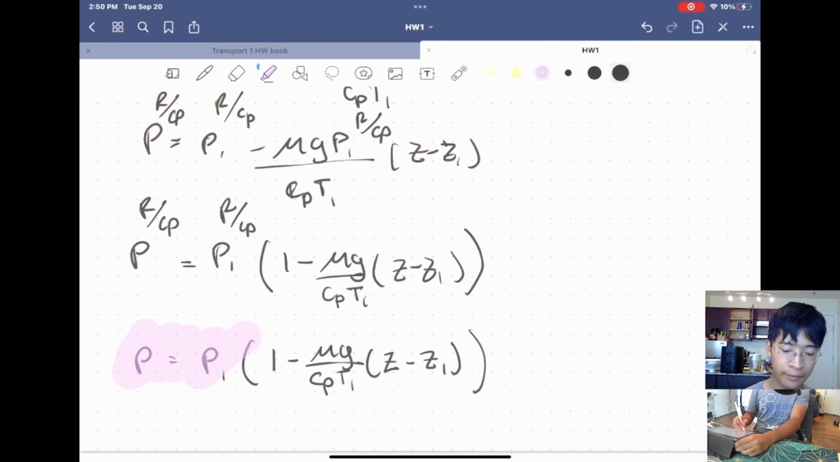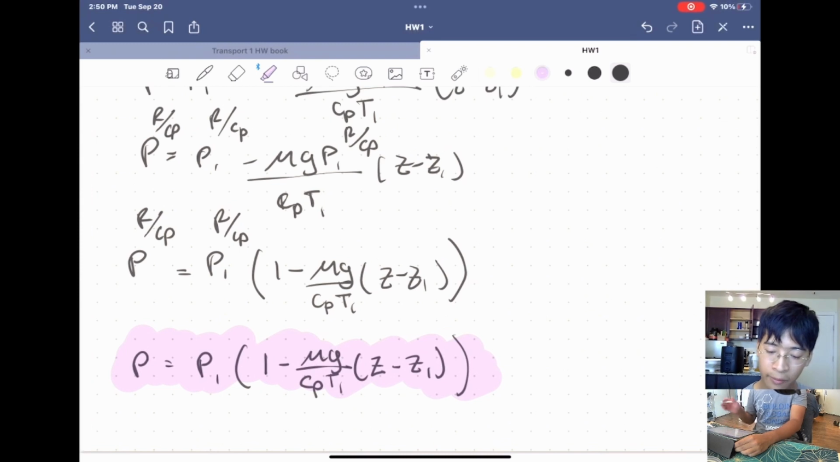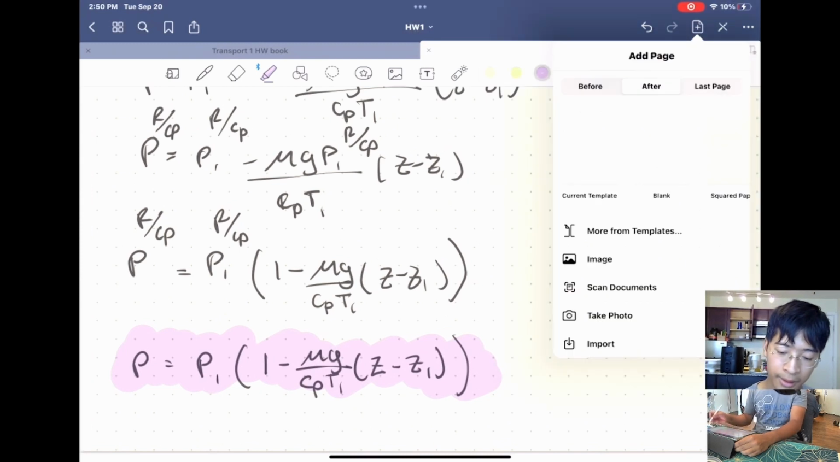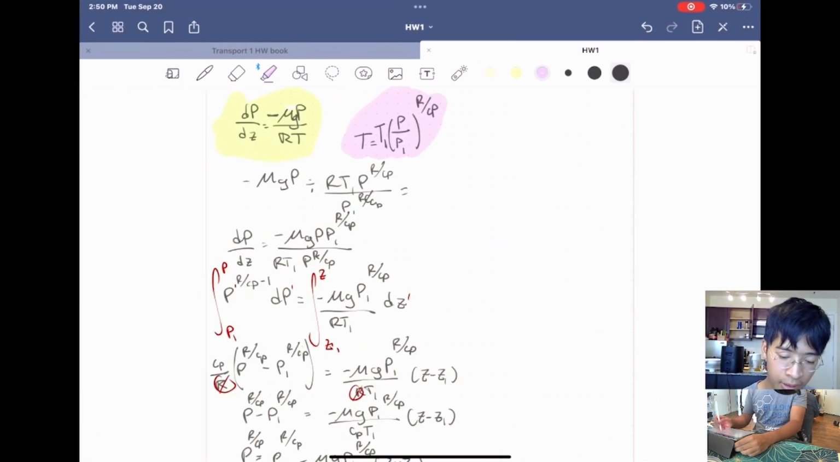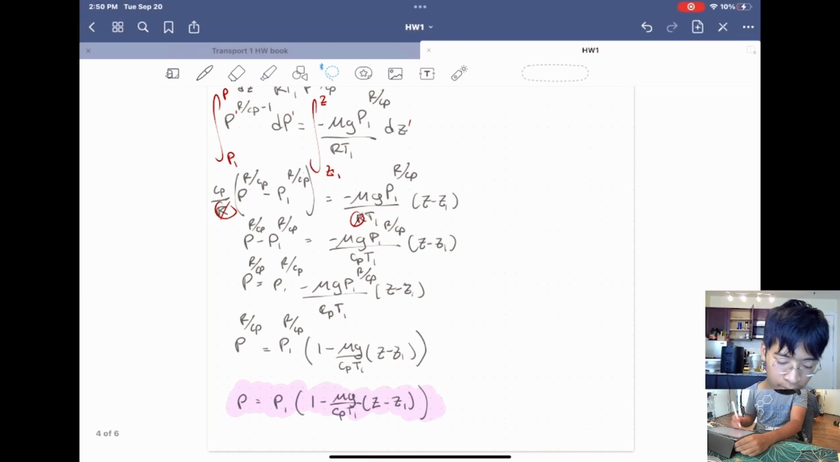We now have an expression for pressure as a function of altitude, assuming an adiabatic and reversible process. Okay, so let's move on. The next part is not much, I promise. Not much. And let's see, we'll copy the equation that we just derived because we'll use it.